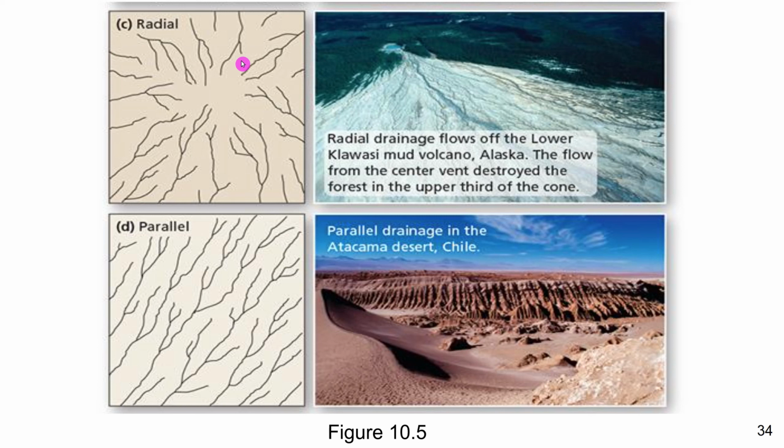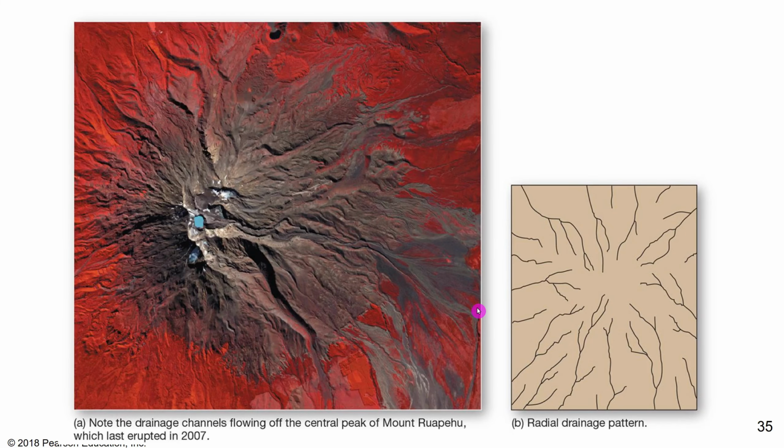Radial drainage has a central peak like a volcano, and the water flows away from that central peak. Parallel drainage is where it's steep, so the river can't form the typical dendritic pattern, and more of the water is just flowing straight downhill. Another example of radial drainage: here we've got Mount Ruapehu, and how that would look on a topographic map, just looking at the streams.